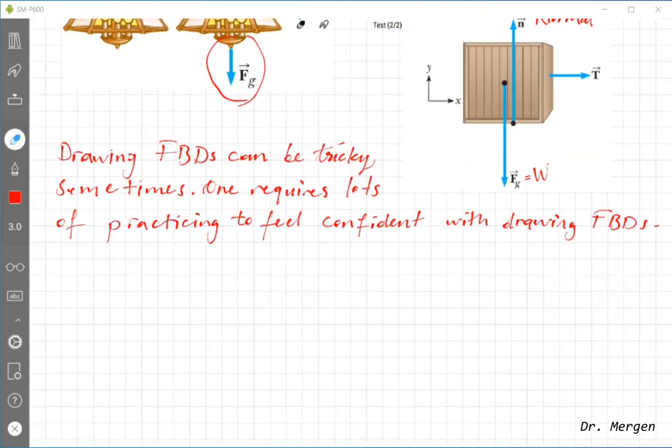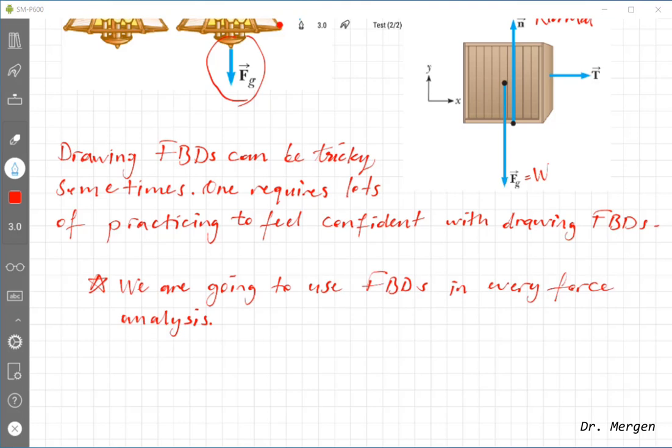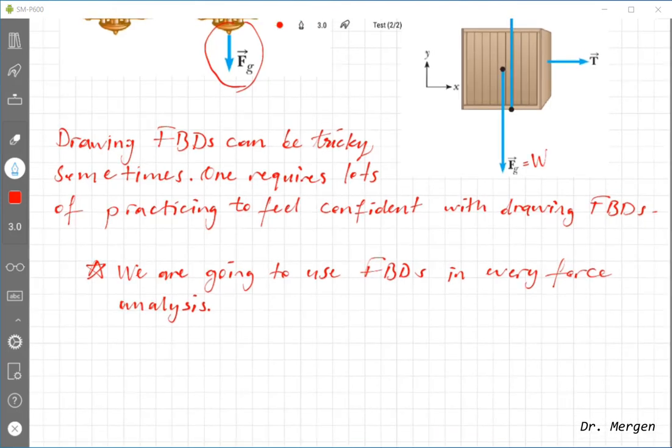Drawing free body diagrams can be tricky sometimes. Therefore, one requires lots of practice to feel confident with drawing free body diagrams. Also, we are going to use free body diagrams in every force analysis. You are expected to first draw the free body diagram of the problem. Without free body diagrams, you won't be able to solve the problem, which will result in a 0 grade.